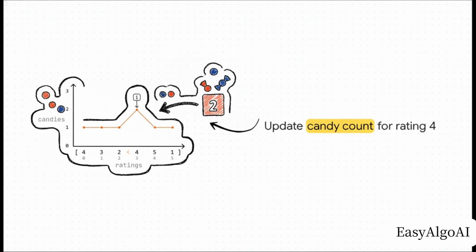Now, notice how the candy count mechanically jumps up right here. At index 3, we have a rating of 4.